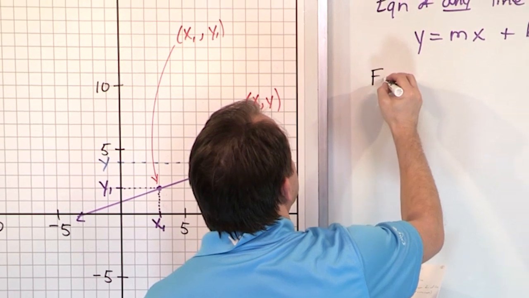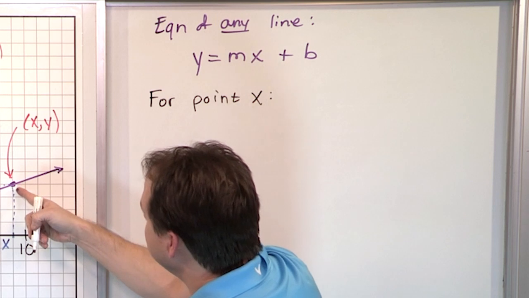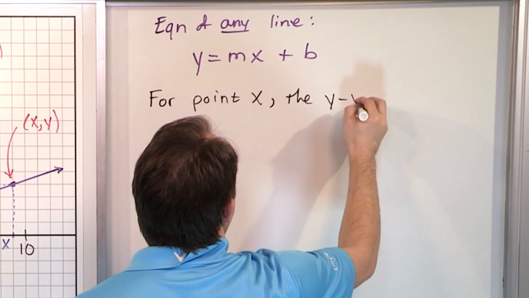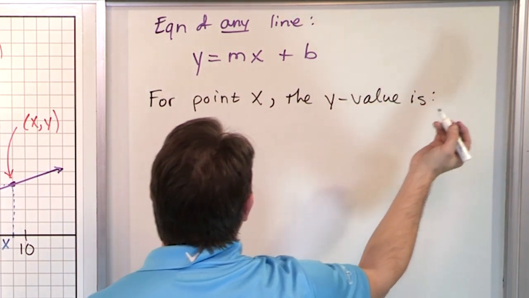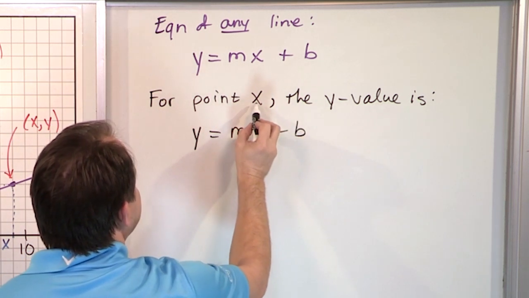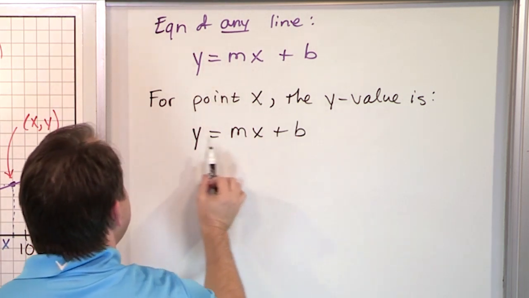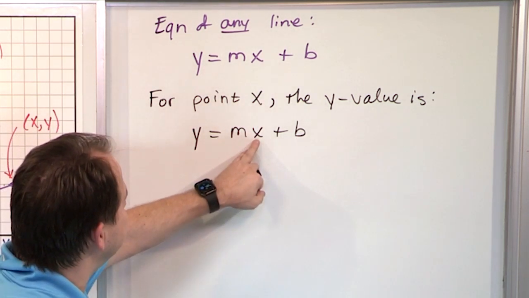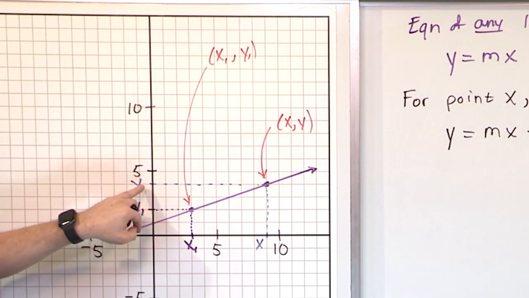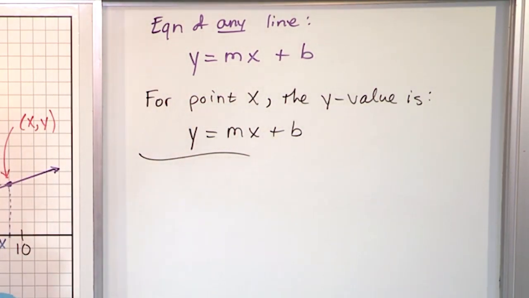Okay, so I'll say for point x, which remember is this one over here, the y value is the following. What do you think it is? It's going to be y equals mx plus b. I take the value of x, I stick it in here, multiply by the slope, whatever it is, add the y-intercept, whatever it is, and out will come the value of y that corresponds to this x value. So if I know this x value, I stick it into the equation of a line, and out will come the value of y that corresponds to it. Now don't lose me here because I'm getting to the point really quickly, I promise.